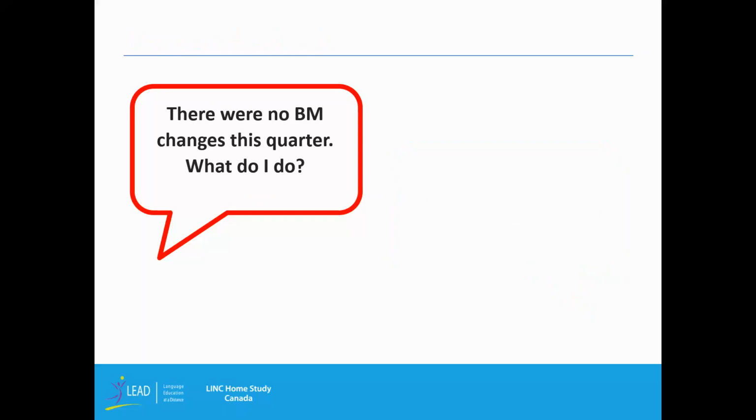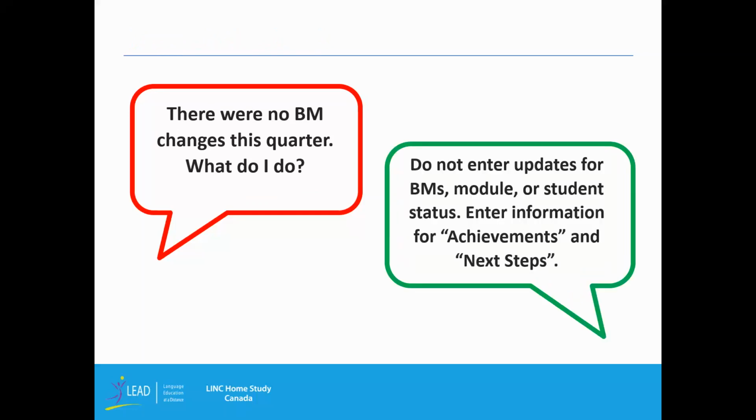There were no benchmark changes this quarter. What do I do? Do not enter updates for benchmarks, module, or student status. Enter assessments that were successfully completed in any of the 4 skills or competencies. You're not expected or able to assess tasks for each skill competency within a quarter.